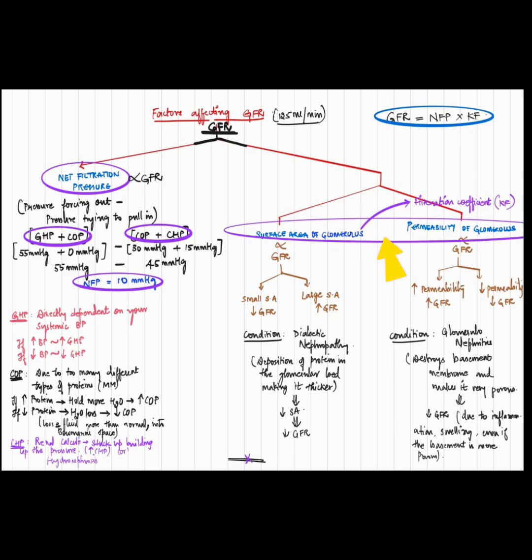Here, the surface area of the glomerulus and the permeability of glomerulus together are called the filtration coefficient, denoted as Kf. So in general, the glomerular filtration rate is equal to the net filtration pressure multiplied by the filtration coefficient.